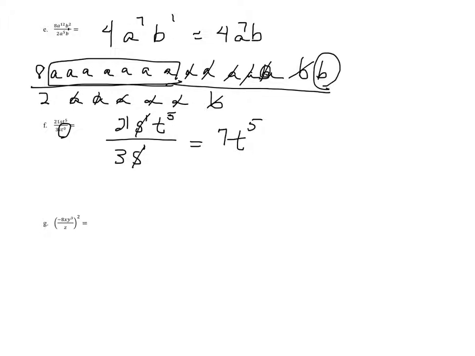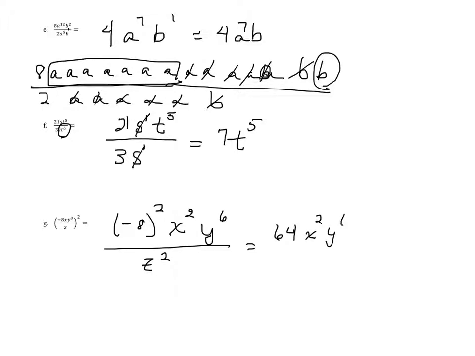And now this one right here is a little bit tricky. It's going to be negative 8. I got to raise everything to the second power. X to the second, y to the what? The sixth, because when you raise power to power, you multiply. And then I have to raise the z to the second power. So negative 8 squared is negative 8 times negative 8. That's 64 regular. X squared, y to the sixth, divided by z squared. And I'm done. Because all these bases are different, you can't do anything else with it.